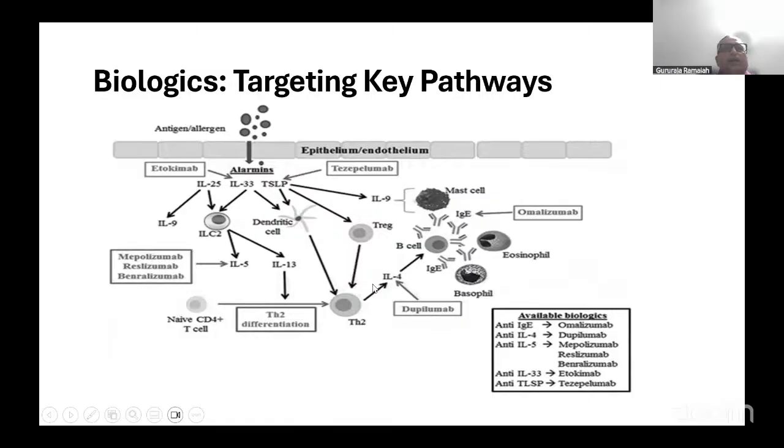So coming to biologics, the advent of biologic therapies, monoclonal antibodies that target specific molecules in the allergic cascade, is revolutionizing the practice of allergen immunotherapy. By temporarily blunting the allergic response, biologics can make a huge difference and make allergen immunotherapy safer and more effective. I'll not go into details of this because of lack of time.